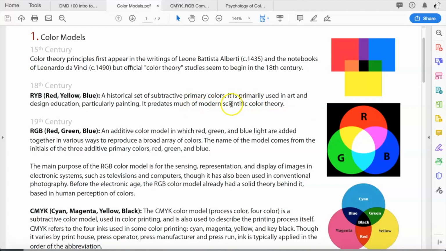Now, this, of course, is not to say that other color models didn't predate this. It's just that this is the one we have the earliest documentation of. And you can see up here in the upper right corner, this is the red, yellow, blue system.